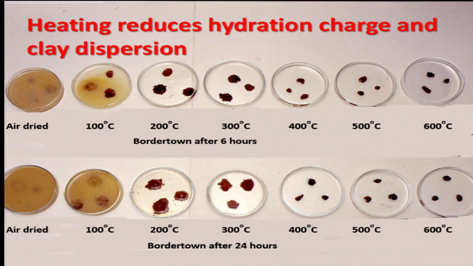Then in another case, we checked soil from a border town. The exchangeable sodium percentage of the soil was about 19. When the soil was air-dried and put in water, it completely dispersed. When you heat the soil to 100 degrees, the dispersion was reduced a lot. Then at about 200, 300, 400 degrees, there was no reaction. We realized that when you heat the soil, the hydration charge is completely reduced.